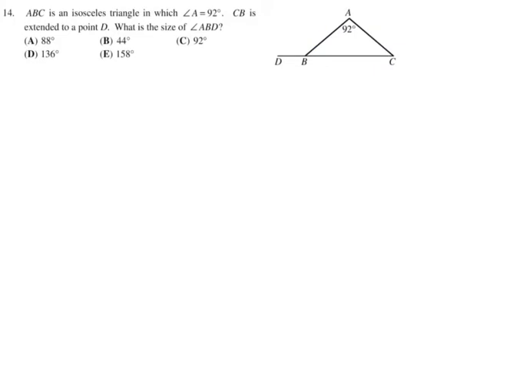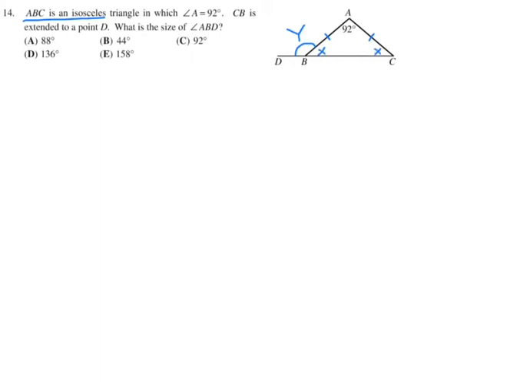ABC is an isosceles triangle in which angle A is 92, which they have labeled. And CB is extended to point D. What is the angle ABD? So this one right here. Alright, so we'll label that Y. And we know that ABC is isosceles. They've told us that. So I'm assuming, based on the diagram, that these two sides are the same. And therefore, these two angles would be the same, like that.